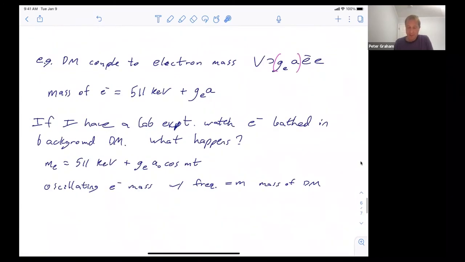Now, back to what we're saying. This is the kind of signal we're going to be looking for. In particular, if we're doing this particular coupling of the dark matter to the electron mass, and we're looking for an oscillating electron mass, how can we look for that? Well, first, let's say, how big is it? I want you to now try calculating that.